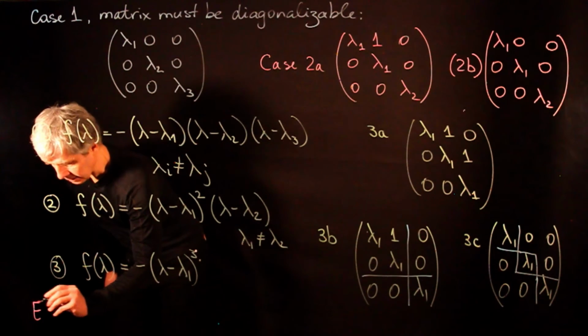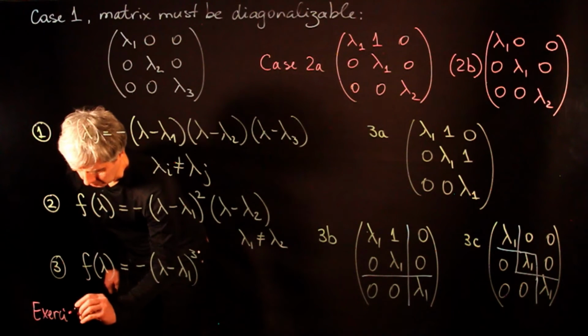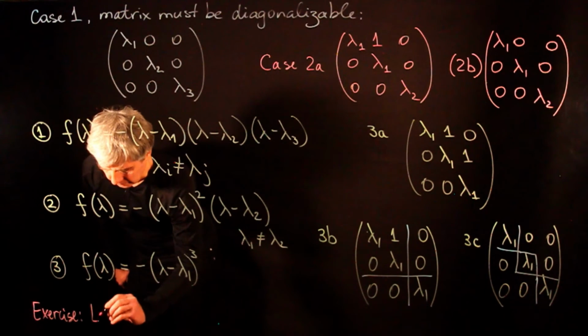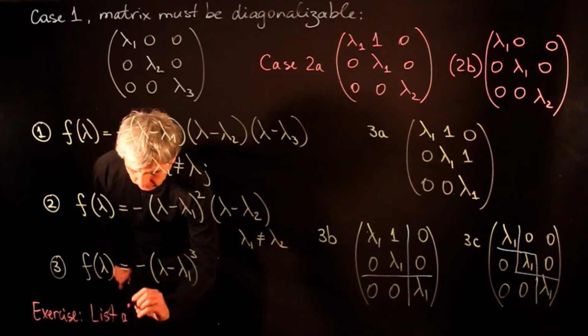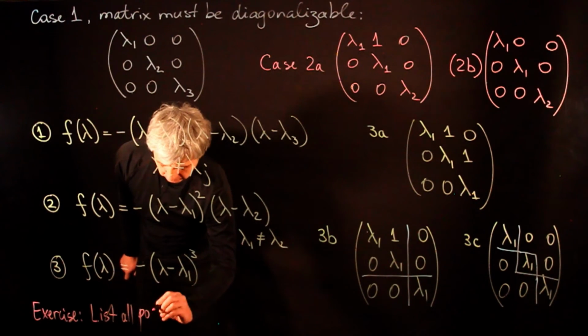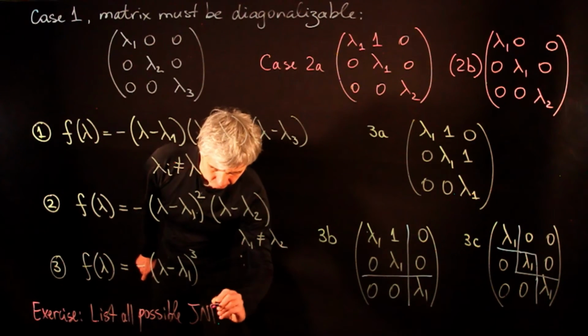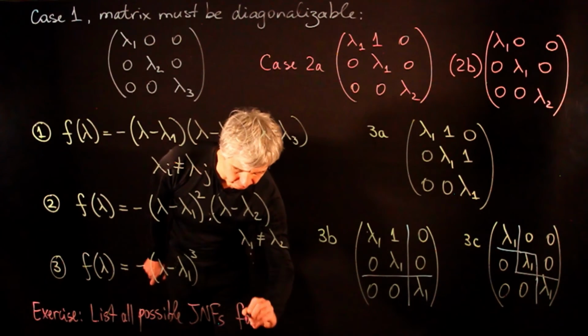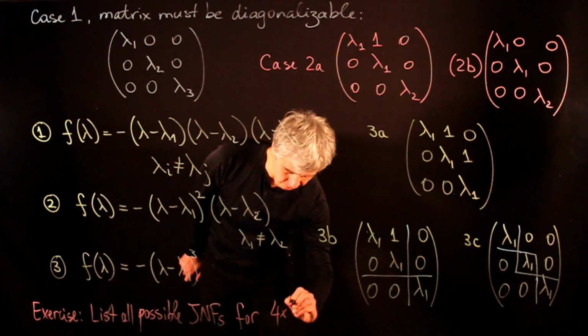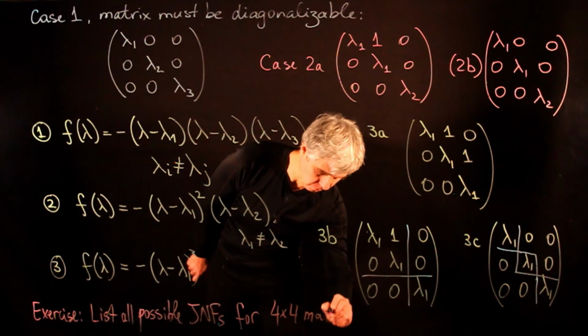As an exercise, list all possible Jordan normal forms for 4-by-4 matrices.